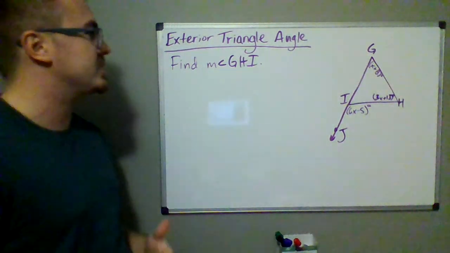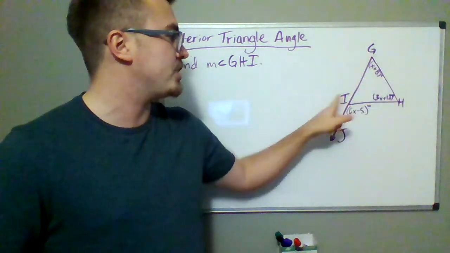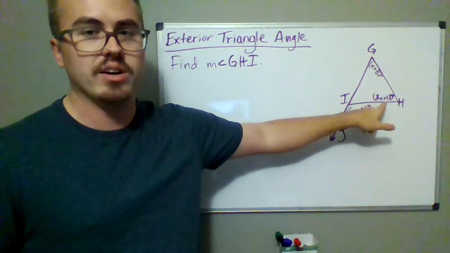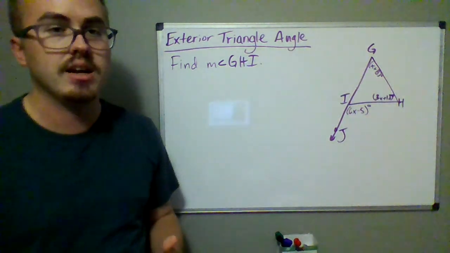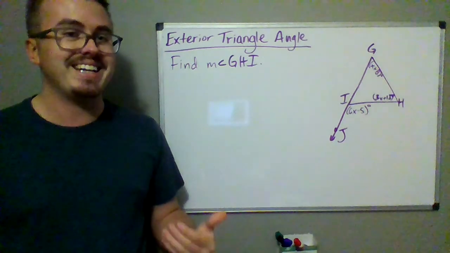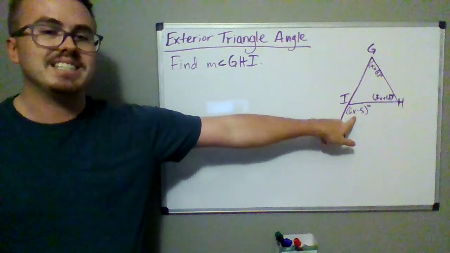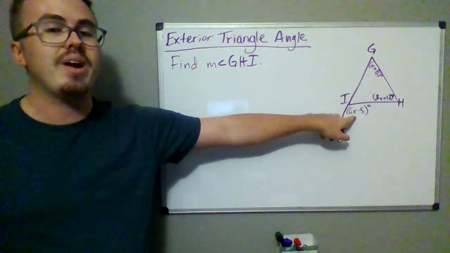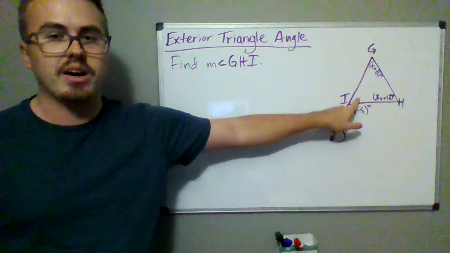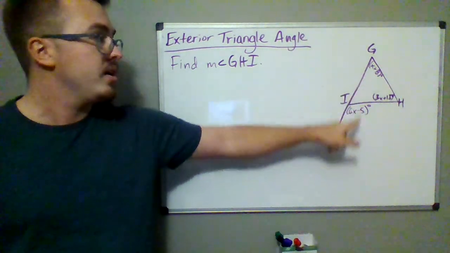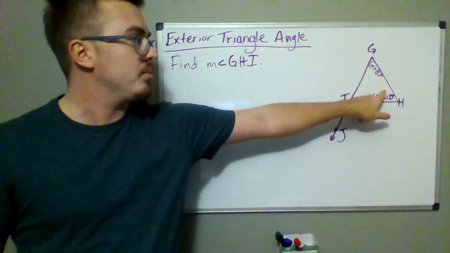And the question asks us to find the measure of GHI. So it wants us to find this angle in here. And all we know about that angle is that it's 3x plus 13. So what we're going to need to know is that the exterior angle is equal to the sum of the two non-adjacent interior angles. So the one adjacent to it is right there, and we know that those two angles are supplementary. But we also know that that angle is equal to the sum of this angle plus this angle.